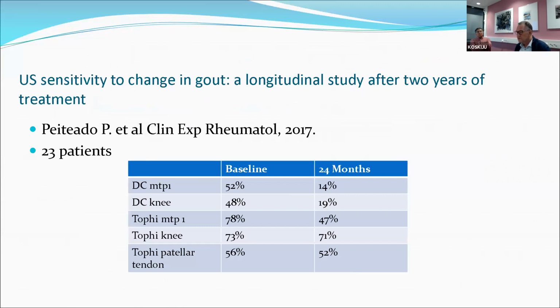How about ultrasound? Is it sensitive to change when we depict longitudinally? There is a study by Peter Ado, 23 patients. He followed patients for 2 years, and he noted that double contour in MTP1 went down in 2 years. Double contour in knee also went down, tophi not so well in MTP1, and tophi in knee didn't decrease almost at all, and tophi at patellar tendon. This was quite a small study.